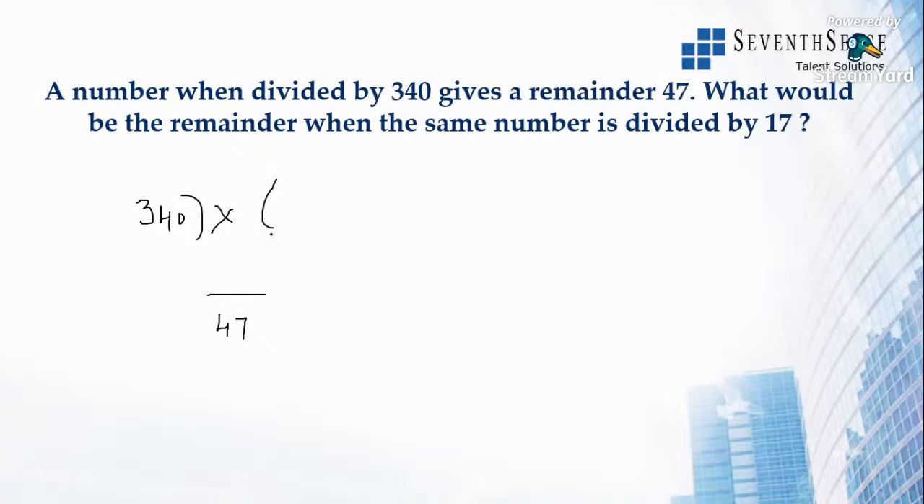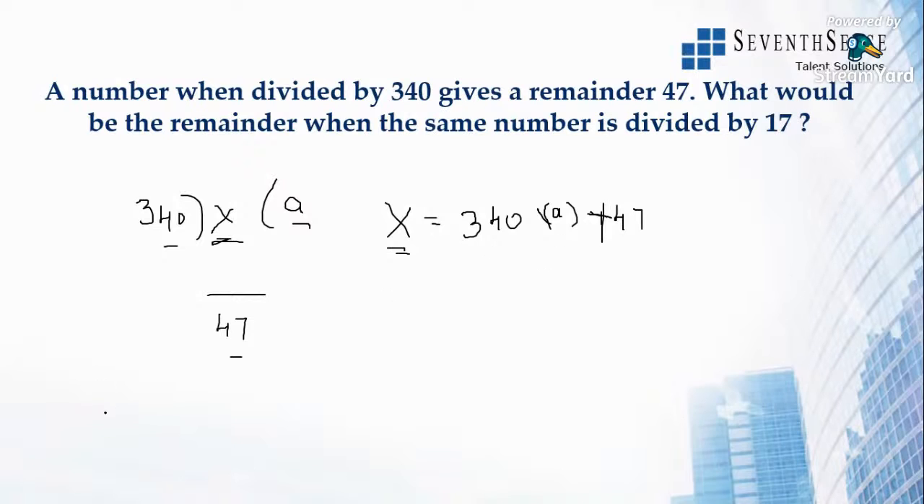I'll give the quotient as A. So how will you write this X using 340, A and 47? The number X is in the form of 340 into A plus 47. That is, the number is 340 into quotient plus remainder. If you remember this, then it is very easy to solve.